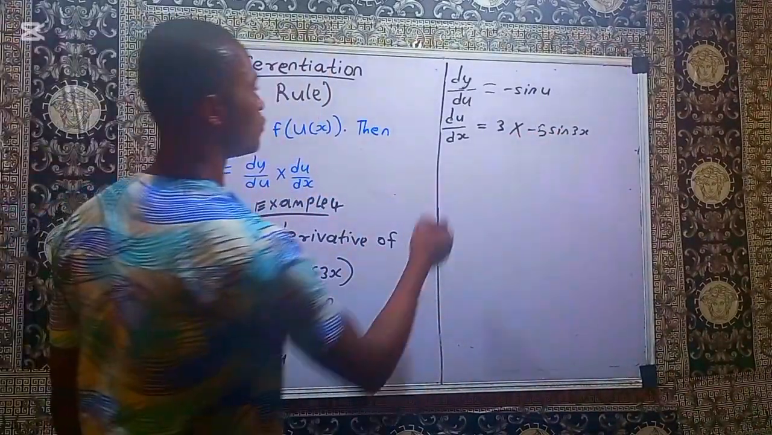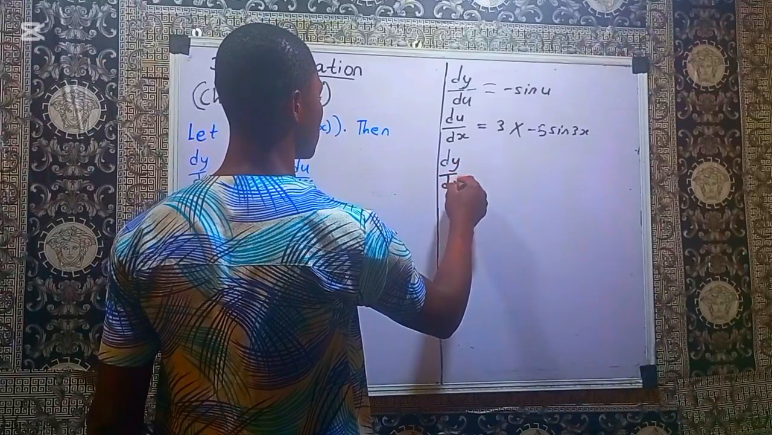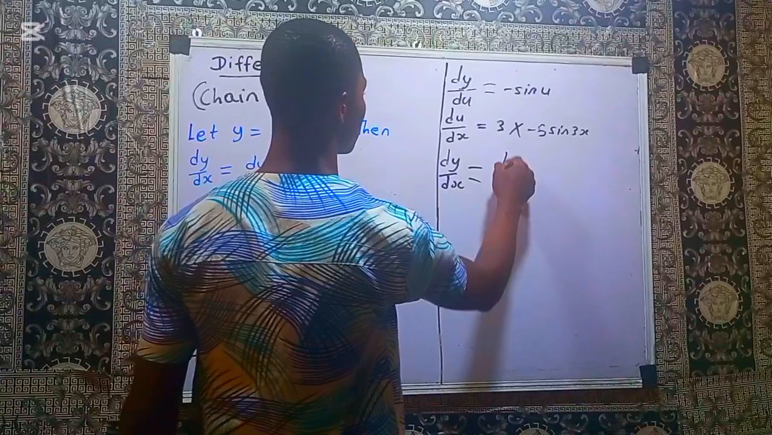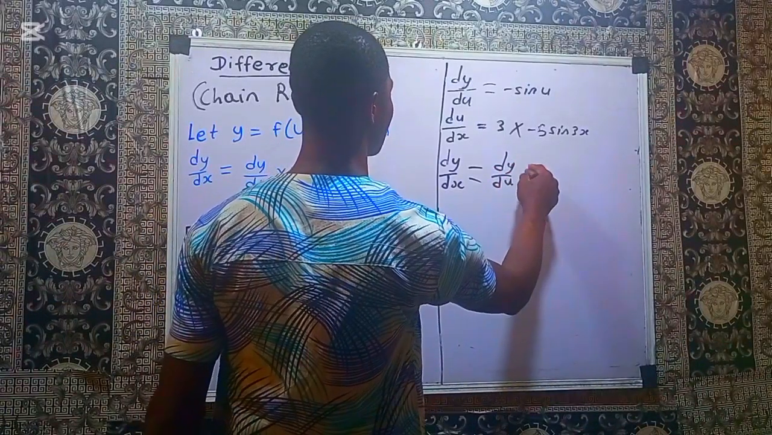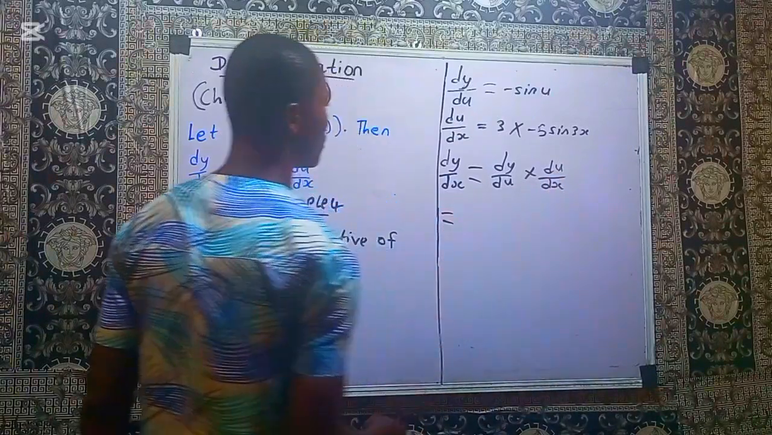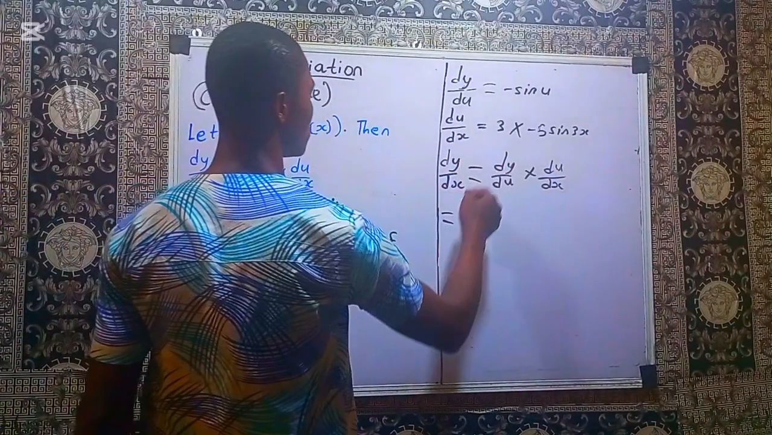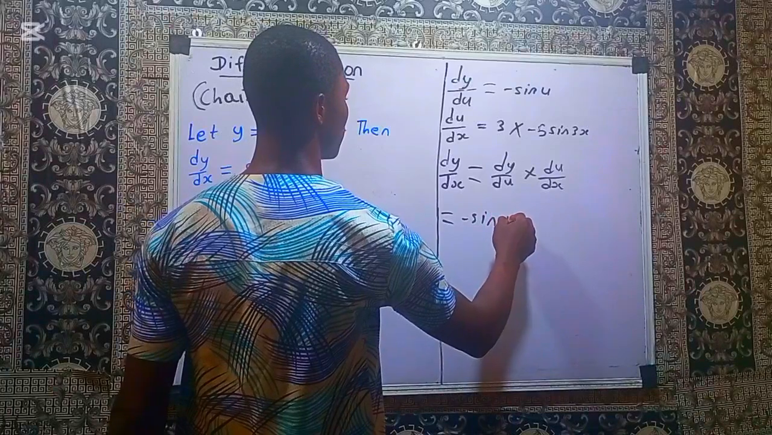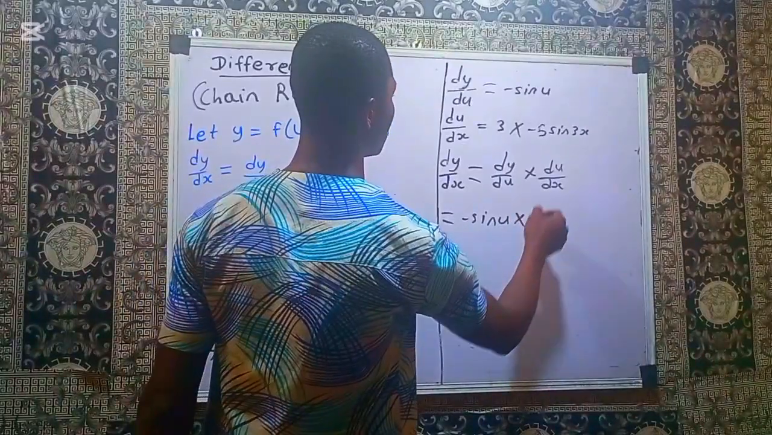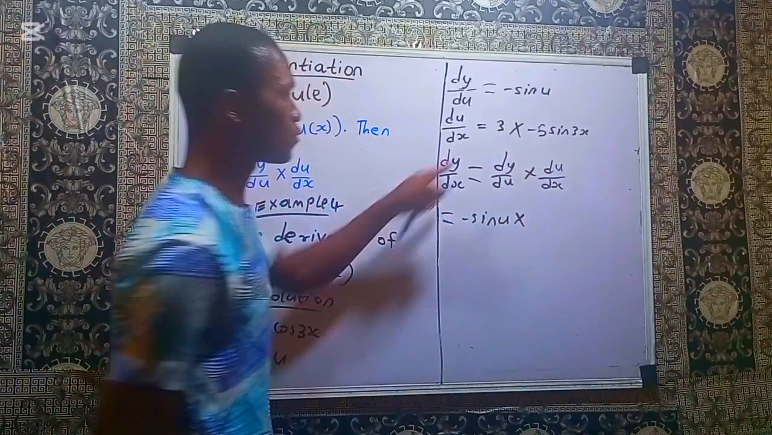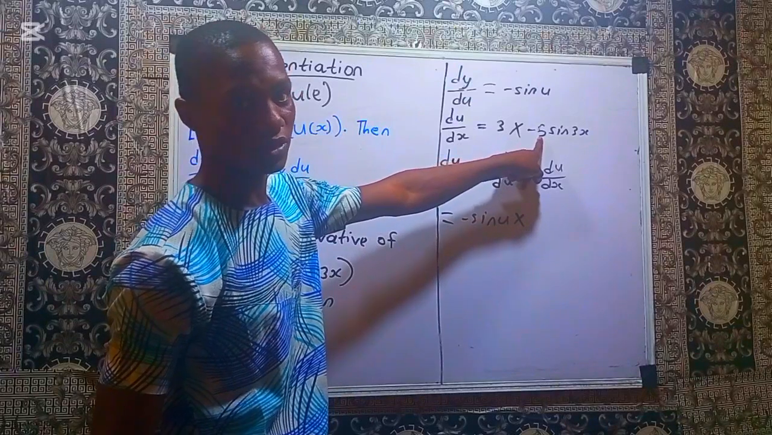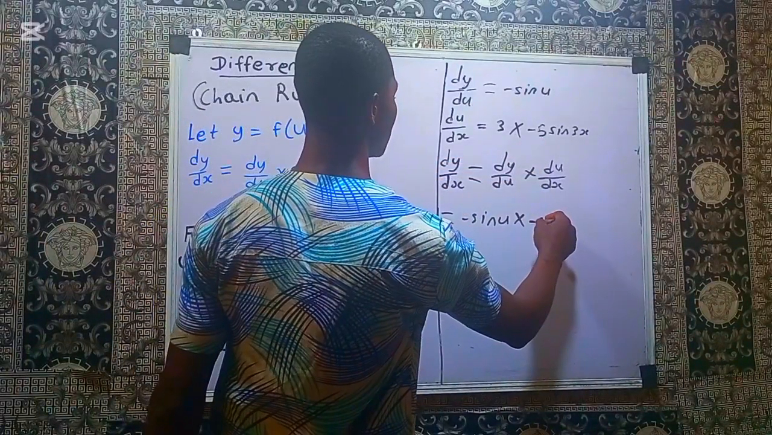Then we need to find dy/dx, the derivative of y with respect to x. That's what we are finding. So by the formula, it is equal to the derivative of y with respect to u multiplied by the derivative of u with respect to x. But what is dy/du? We got it to be negative sine of u from here, right? Then multiplied by du/dx, we got it to be this quantity. That's what we have. But 3 multiplied by negative 5 will give us what? Negative 15.